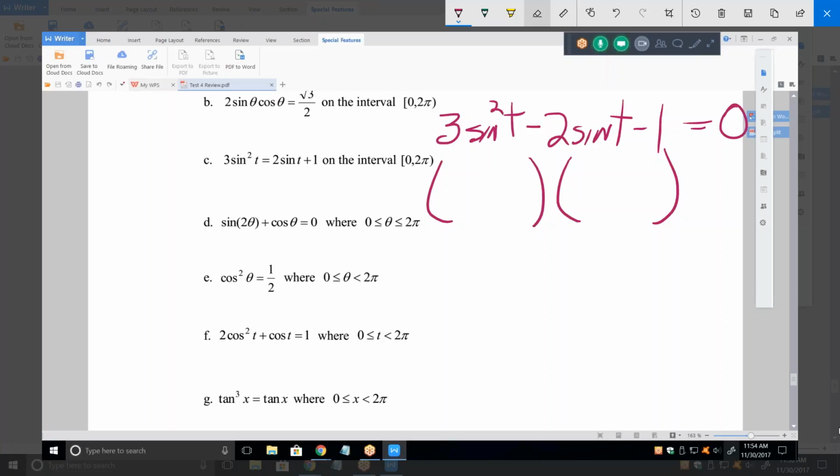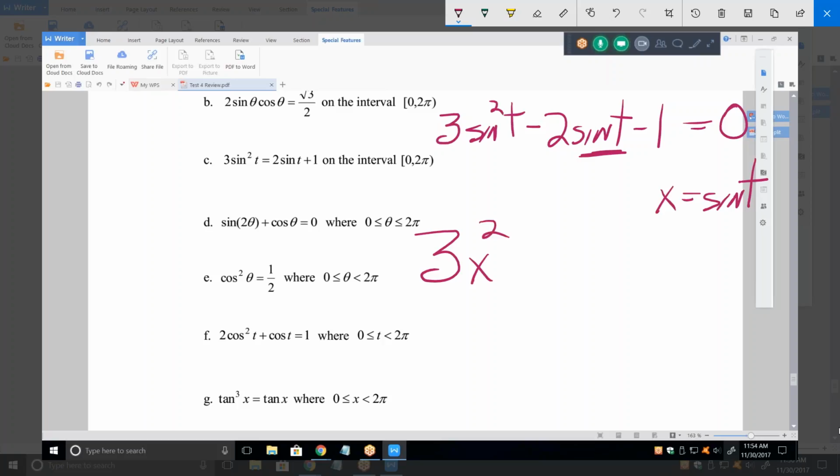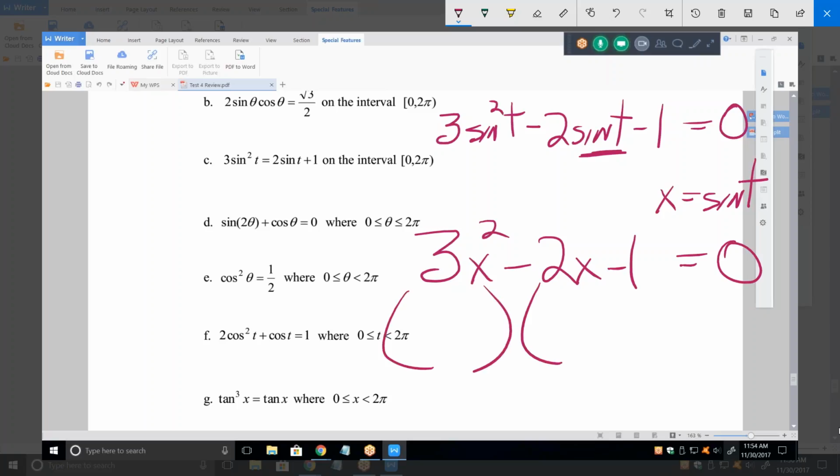Tell you what, let me suggest something. When you say quadratic in trig functions, let me suggest you use substitution. We're going to let x equal sine of t. Always let it be that middle term. Now what we have is 3x squared minus 2x minus 1. And it's much more familiar looking, and probably you can factor it a lot easier. And once you're done factoring it, we're going to go back and resubstitute sine t for x. So factor this polynomial in x.